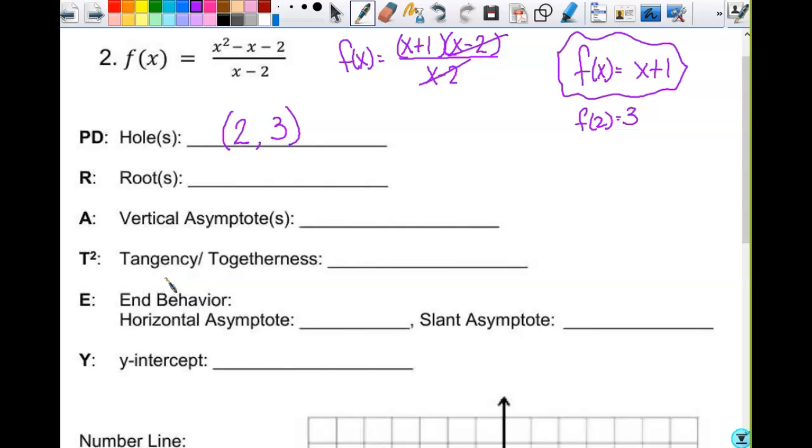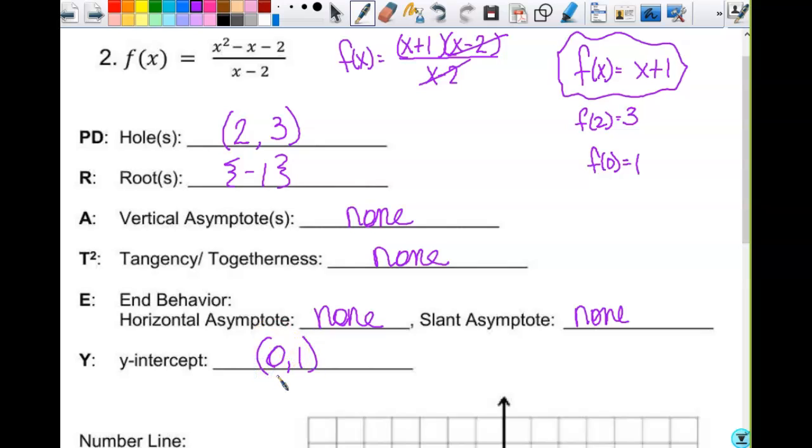My roots come from the zeros of the numerator, which is x plus 1. So that means I have a -1 for a root. There is no denominator, so I don't have any vertical asymptotes. There's nothing with any exponents, so no tangency or togetherness. Horizontal asymptote, well, it's top heavy, so the answer is no, or none, I'm sorry. And then the slant asymptote, since it's a line, we're going with none. My y-intercept is f of 0, so that's 1. We get (0, 1).